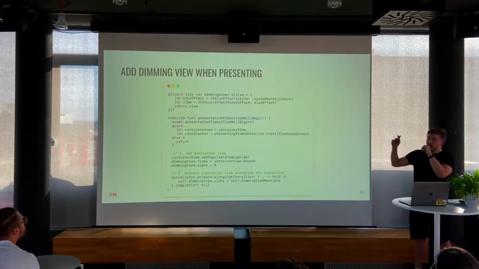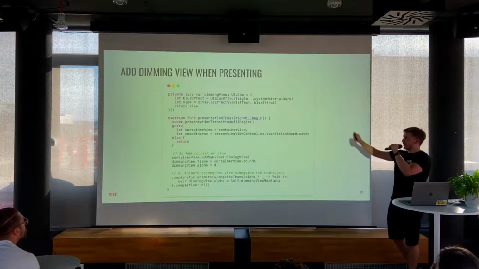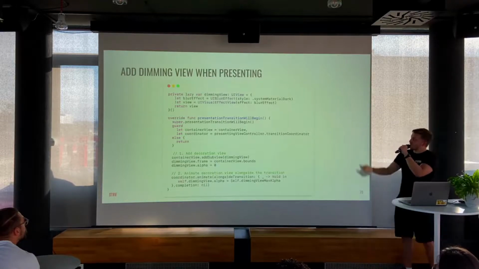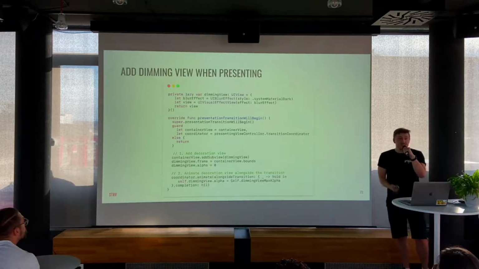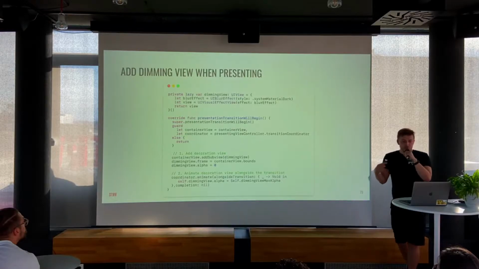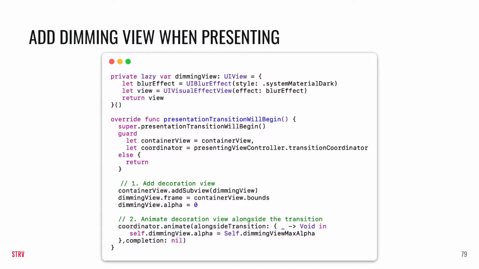So let's start. Inside this presentation object, we can declare a simple view, and we can use one of the provided methods, presentationTransitionWillBegin. This is the perfect place for us to add any additional views. So as you can see, we're just adding the dim view to the container. We are setting its frame to be the same as the size of the whole superview. And because we want it to be animated, we're setting alpha to 0, and we are telling this transition coordinator, another confusing object, that we want to animate this alpha along with the whole transition.